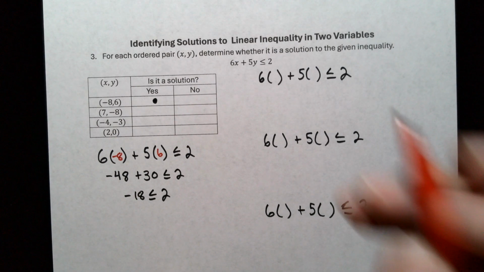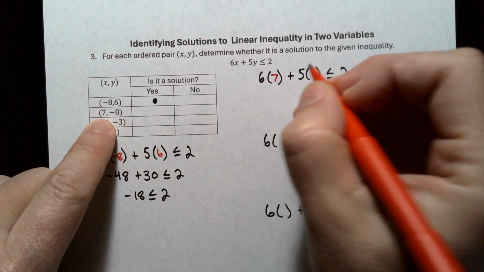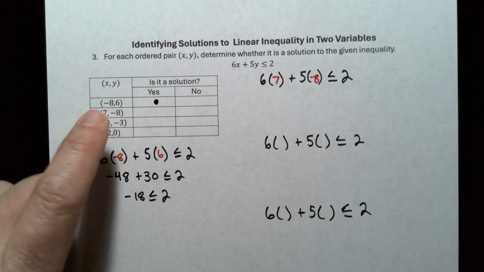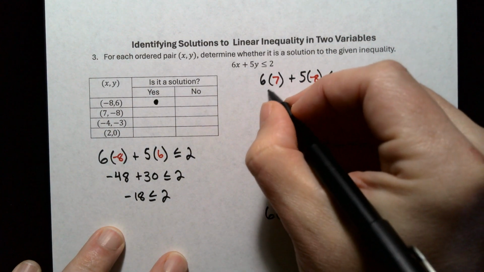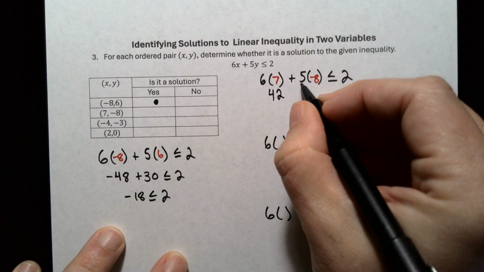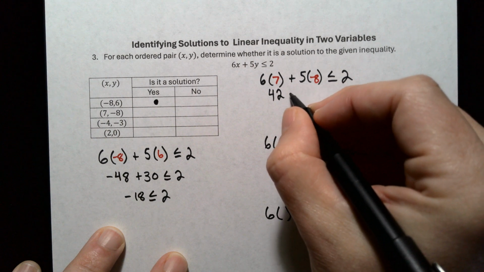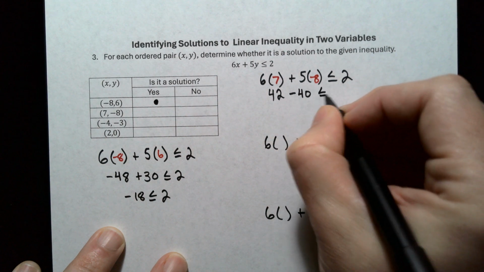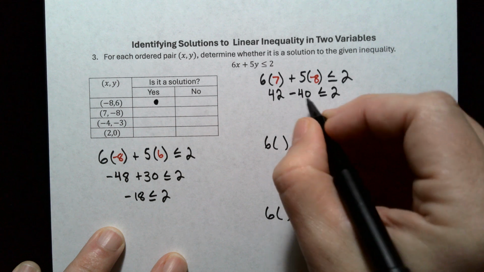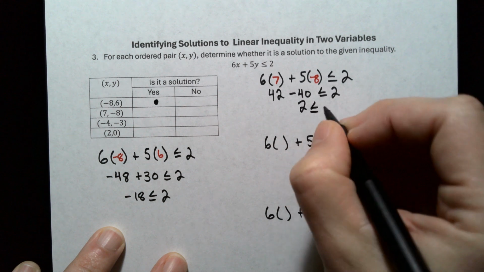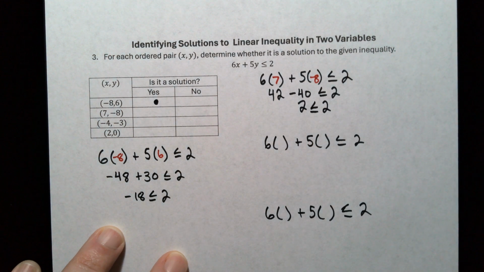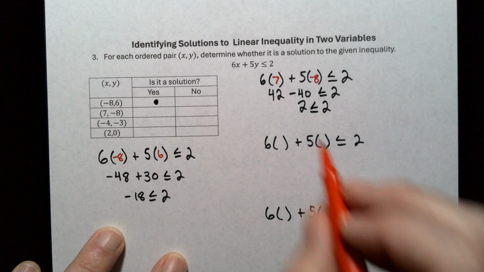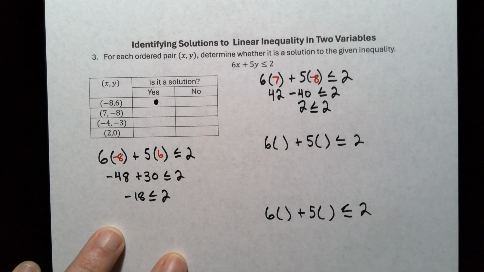Okay, let's do the next one, the 7 and the -8. So 7 goes in place of x, and the -8 goes here. So that gives me 42, and 5 times -8 is -40. 42 minus 40 is 2. So 2 is less than or equal to 2. Now that one's going to be true because we have the equal to sign underneath. 2 is less than or equal to 2. Okay, so that will be a yes. That is a good solution.